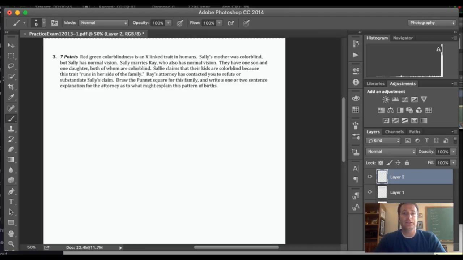I'm working on this problem in Photoshop so I can digitally write on the exam problem and show you what I'm thinking, so that's why the window looks the way it does.